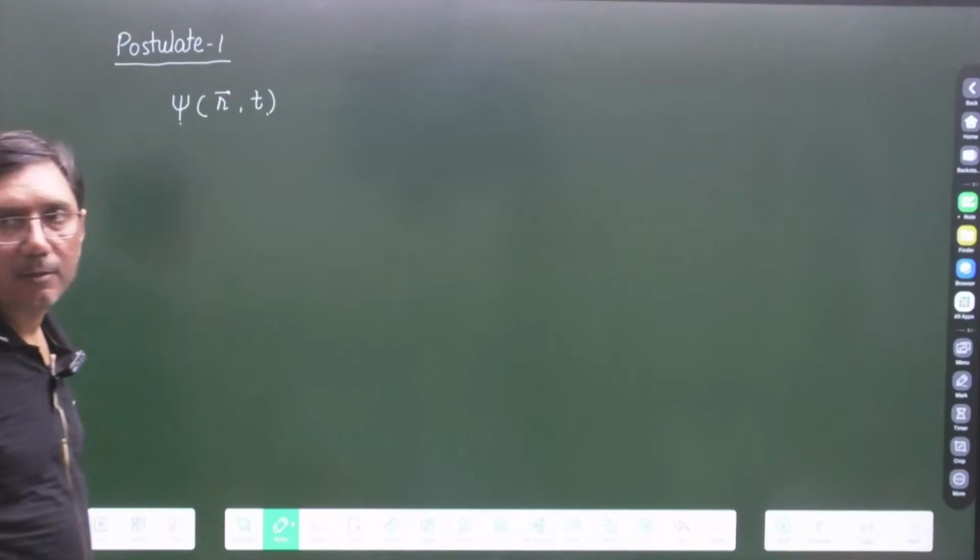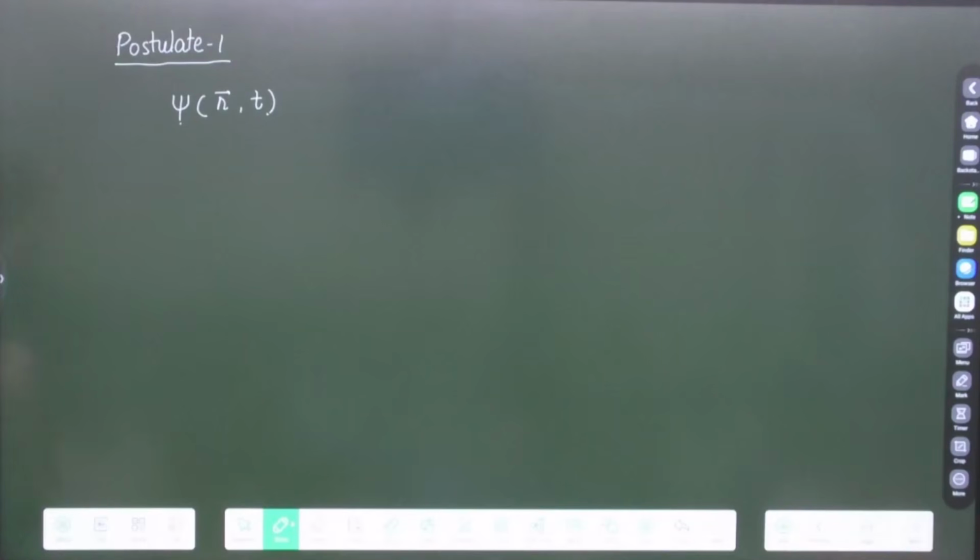Which is called the wave function. Write it as number 1, or write it before number 1. This wave function has all the information about the position of the particle at any arbitrary time t.